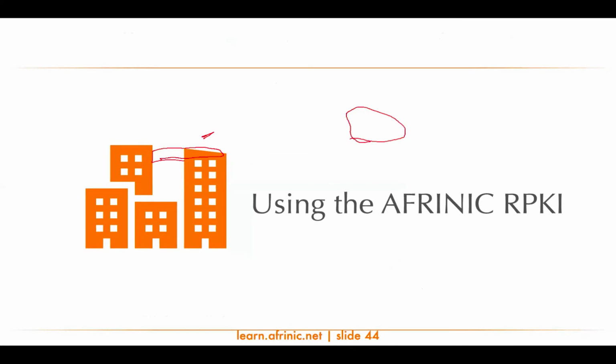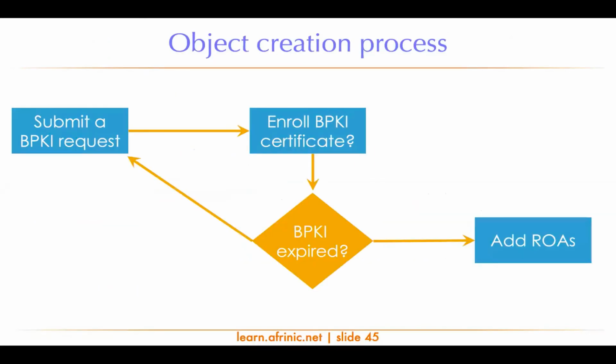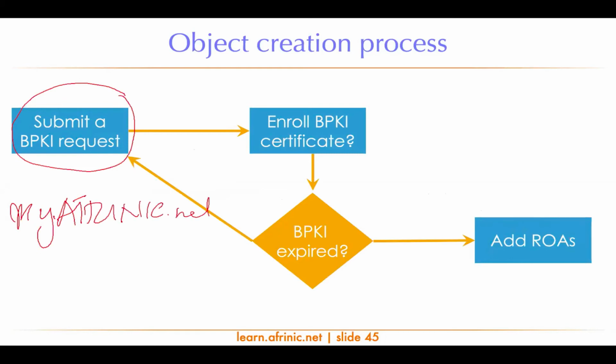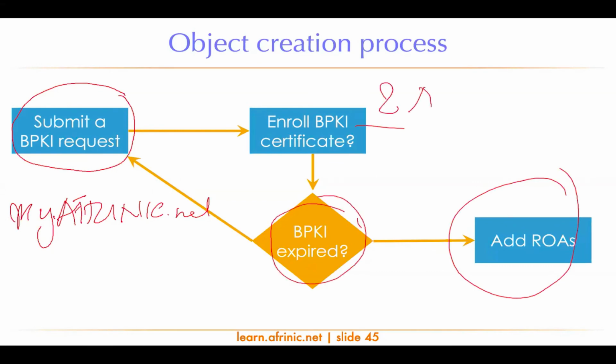So how do we use the AFRINIC RPKI system? This is the workflow. First, you need to submit a BPKI request on the MyAfrinic portal, my.afrinic.net. So you go on the MyAfrinic portal, you connect, and then you submit a BPKI request. When you get that BPKI, you need to enroll it on your browser. When you have enrolled it in your browser, you can add ROAs as long as that BPKI is not expired. Because each BPKI we deliver is valid for 2 years. So when it is invalid, you need to renew it. And renewing is the same process as submitting.